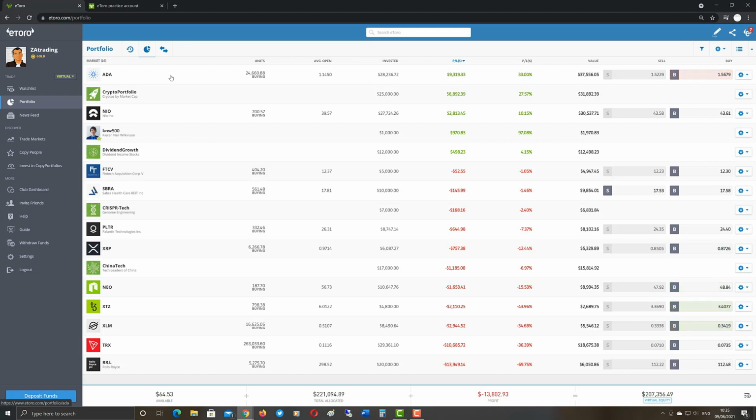ADA is a cryptocurrency. I've got some shares in that one. I've invested quite a lot, as you can see, with the cryptocurrencies, because from my trading style, my investing pattern, I want to grow my portfolio very quickly. So what I'm looking at is, at minimum risk, what can I invest in and be able to turn money around very quickly, rather than holding it for a longer period of time.